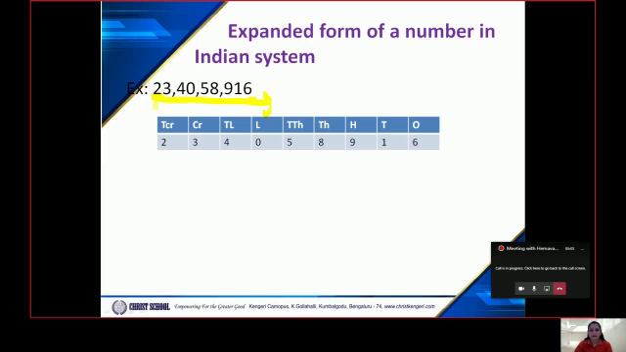So now let us see. Expanded notation is nothing but the sum of all the values of a number. What is value? Value we just learnt. Value is nothing but place along with the number. We are writing the product of place as well as the number.